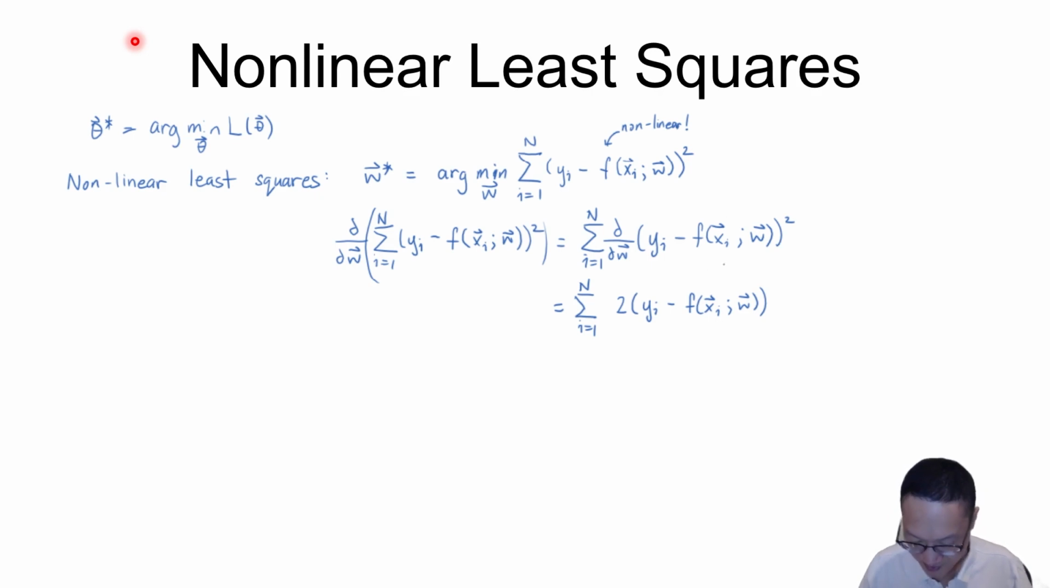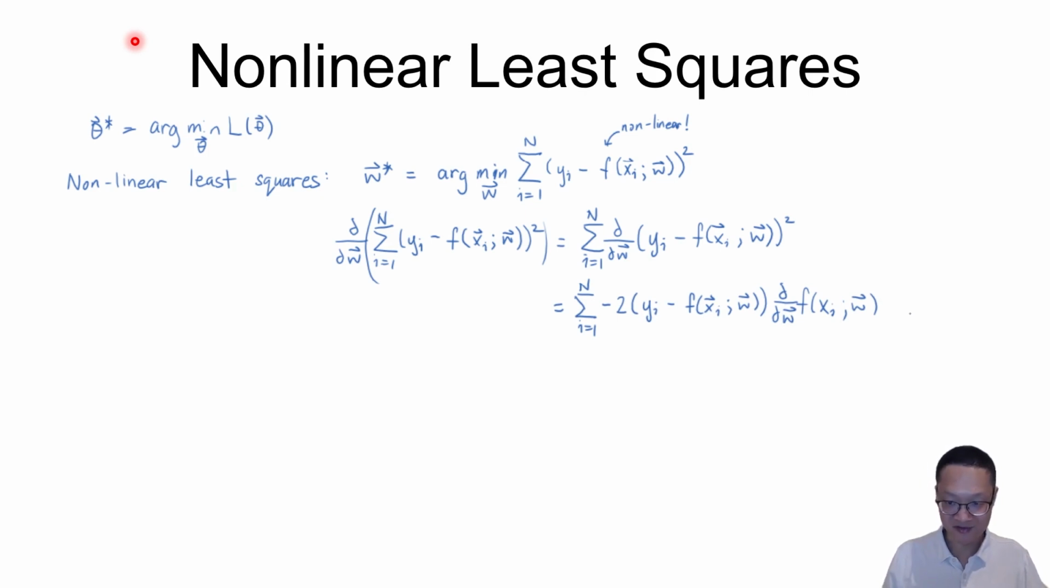The inside, the only thing that depends on w is f of x_i, w. So then we need to take, and there's a negative sign, so let's put a negative sign over here. And then we have the gradient of the function f of x_i, w. And then we want to set this entire thing to 0.